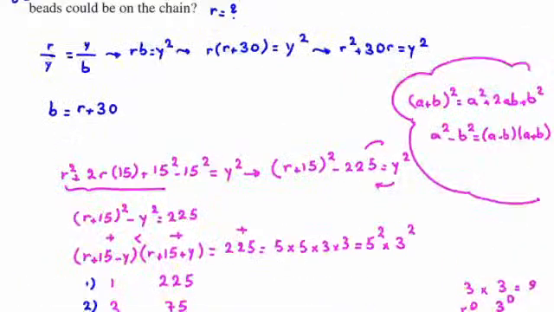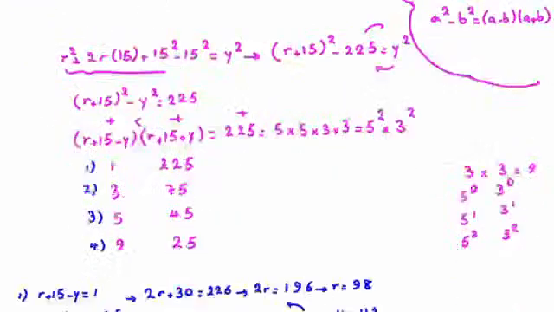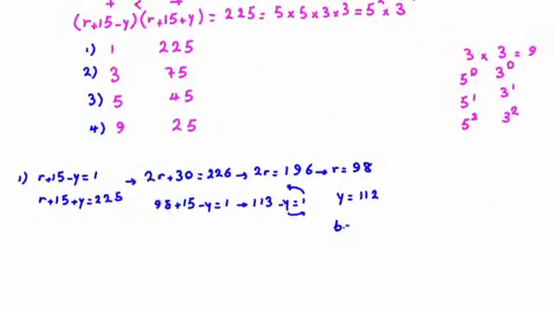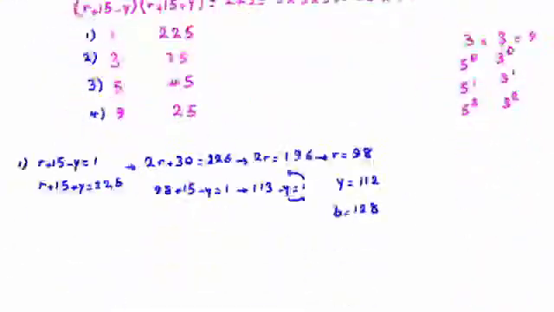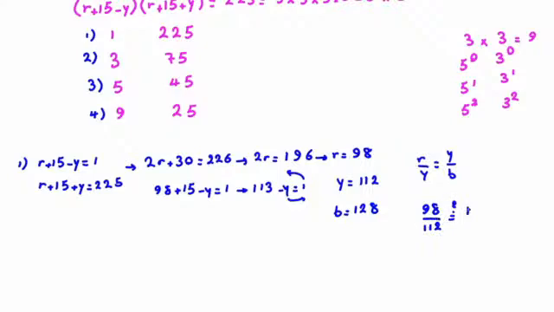And B is what? B is R + 30. R + 30 is 128. And then the problem says R over Y is Y over B. Let's check it, to avoid a careless mistake. R over Y is 98 over 112, equal to Y over B, 112 over 128.